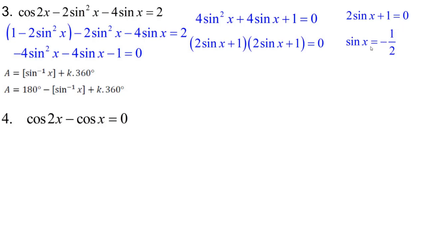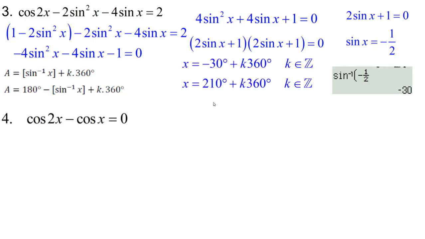We're looking for what angle makes the sine equal to minus a half. Well, you shift sine of minus a half, you get minus 30 degrees. And 180 minus 30 is 210. There's your general solution. What about this question?